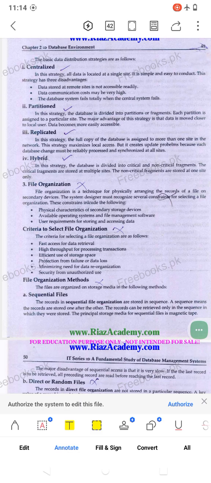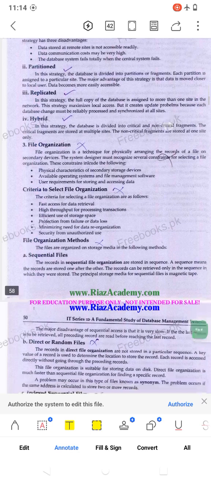Next we have partitions. We have to divide our database into different parts or fragments. Fragment is also known as a part. Okay, and each part is assigned to a particular site. We are dividing our data into 10 parts, and those 10 parts are stored at 10 different locations or sites. This is called a partitioned database.